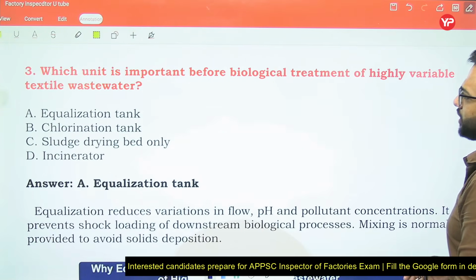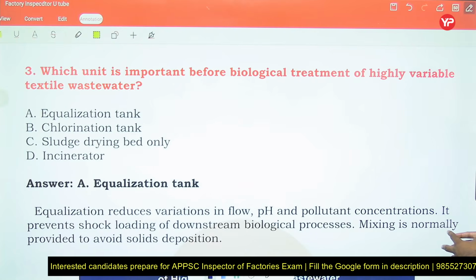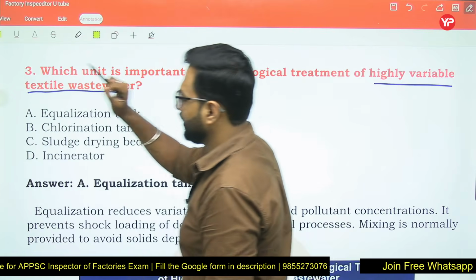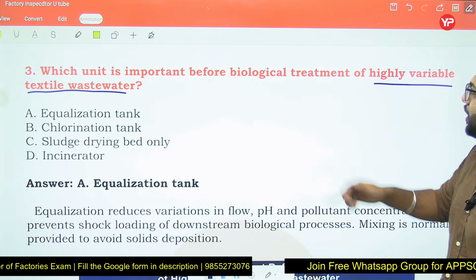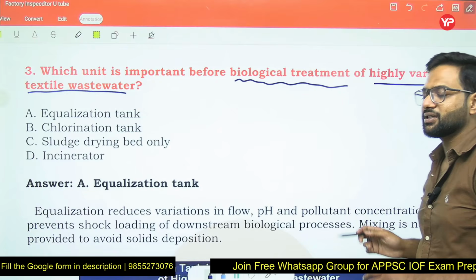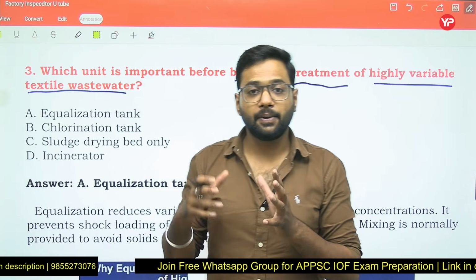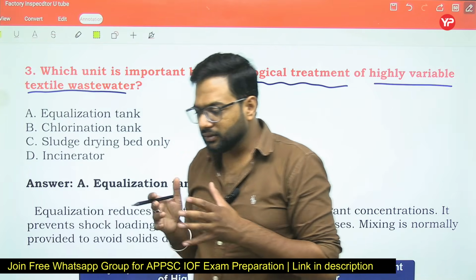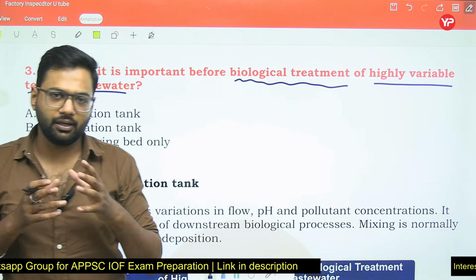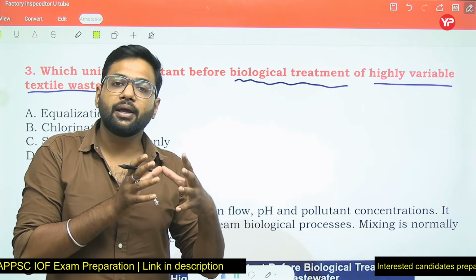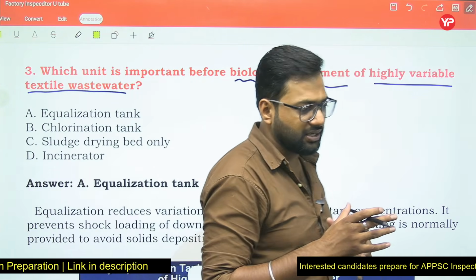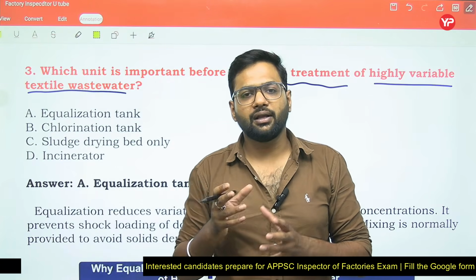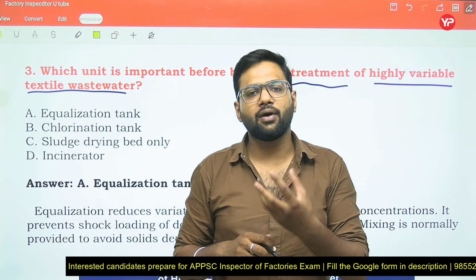Now question number 3, which unit is important before the biological treatment of highly variable textile wastewater? Highly variable textile wastewater. So which unit is important before this biological treatment? We have discussed in the classes when we talk about the preliminary stages, primary treatment, secondary treatment, tertiary treatment, friends, that after the preliminary treatment, wastewater enters the equalization chamber. The purpose of the equalization chamber, we know, is to prevent any type of fluctuations, any type of variations in the flow properties, or to avoid the shock loading.